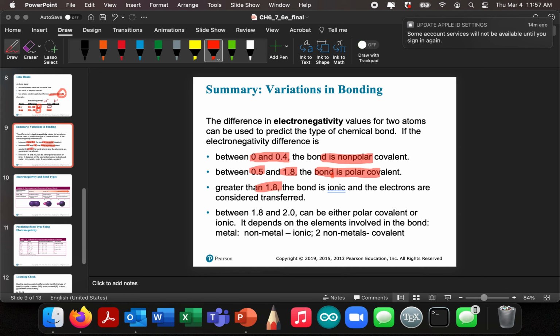If it's greater than 1.8, then we say, you know what? It's not even shared anymore. It's ionic, and the electrons are considered to be stolen. Between 1.8 and 2.0, it's sort of a gray area: polar covalent or ionic, it depends on the elements involved. This depends on ionization energies. If it's a metal and a non-metal, we say it's ionic. If it's two non-metals, we say it's covalent. So this is sort of a fuzzy area between 1.8 and 2.0.